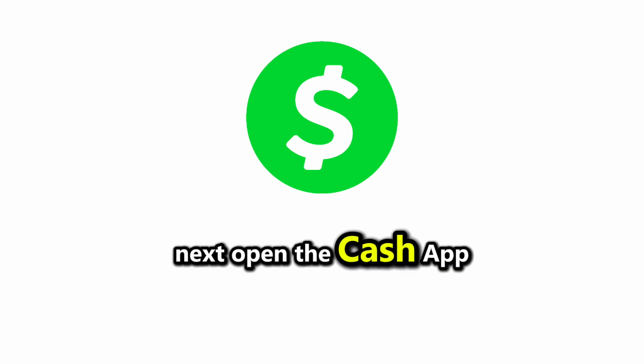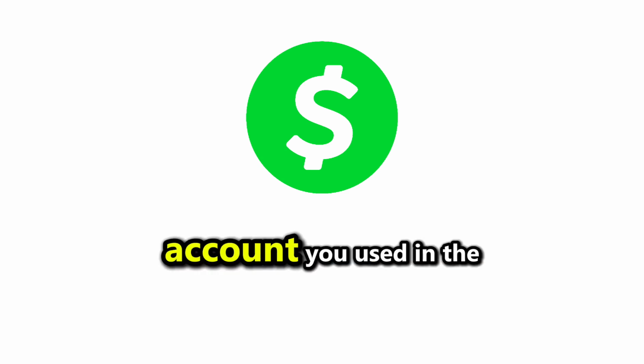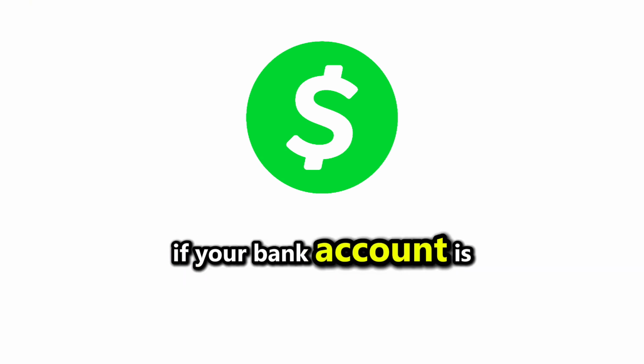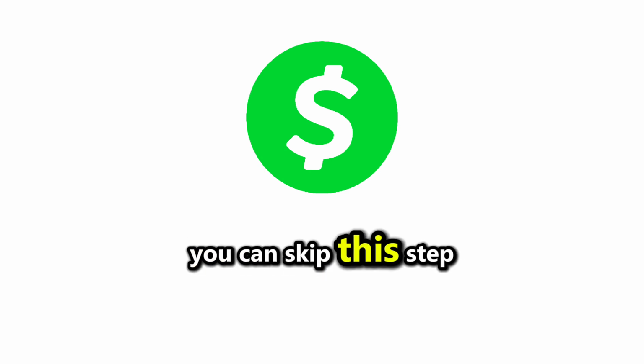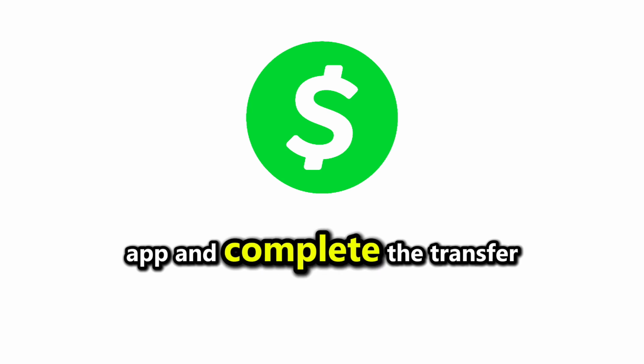Next, open the Cash app on your device. To receive the money, you'll need to link the same bank account you used in the Albert app to your Cash app account. If your bank account is already linked, you can skip this step. Once both accounts are linked, go back to the Albert app and complete the transfer.